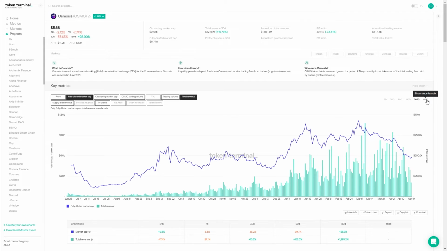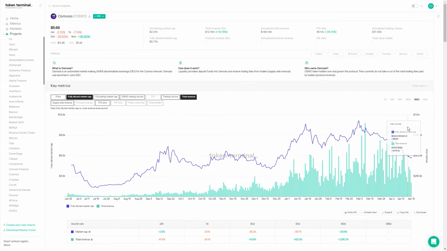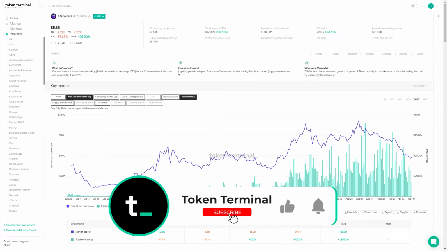On your business model, we can see that you generated almost $13 million in revenue last month. How is this revenue generated, and who does the value accrue to? So this chart is mainly showing our swap fees. On DEX swaps, there's a 0.3% fee. The people who are paying that are the people who are exchanging assets on Osmosis.